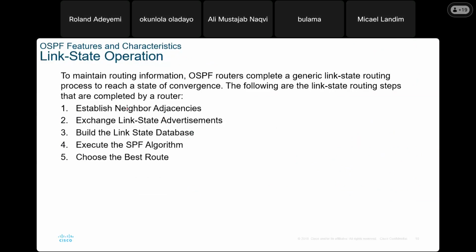Link state operation, to maintain routing information. What does that mean? When we say maintain routing information, keep it up to date. OSPF routers. When you hear OSPF routers, it simply means routers that are running OSPF. They complete a generic link state routing process to reach a state of convergence. The following are the link state routing steps that are completed by the router.